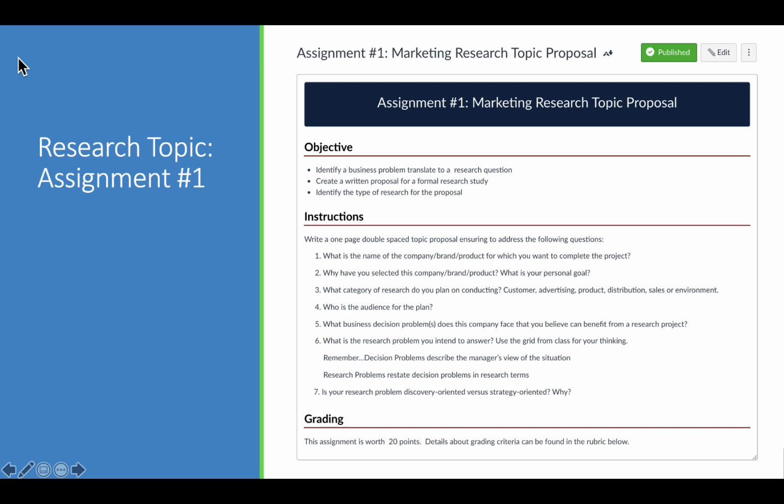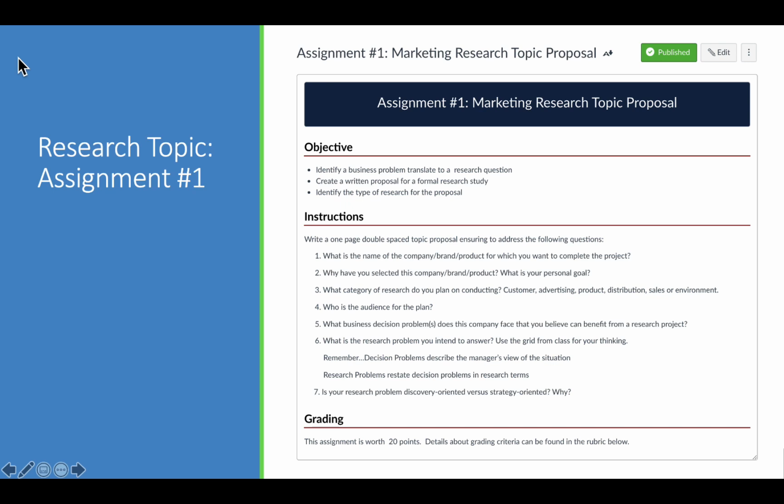Is this advertising, product, distribution channel, sales, customer? Who is the audience for the plan? So this is probably going to be a decision maker in the organization. So tell me who that person is. What business decision problem does the company face that you believe you can benefit from the research project?